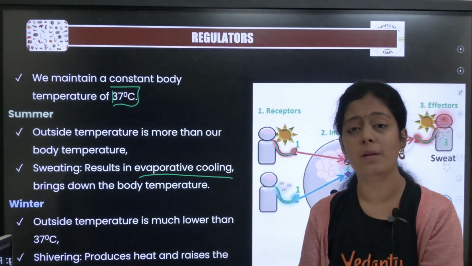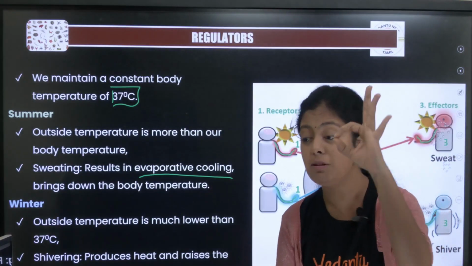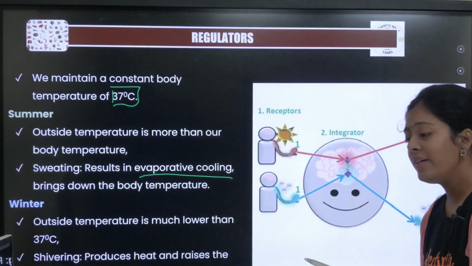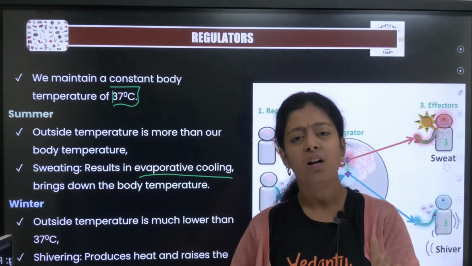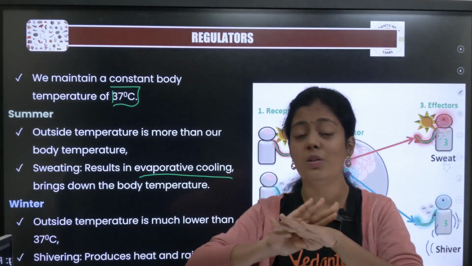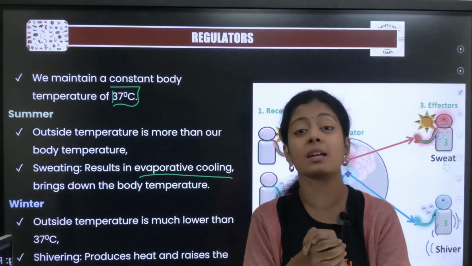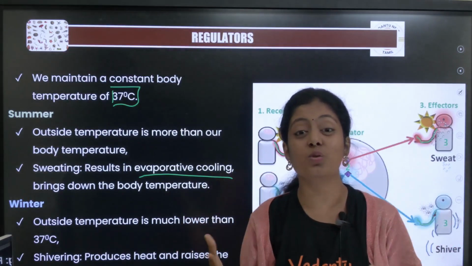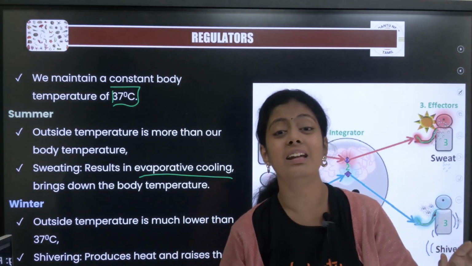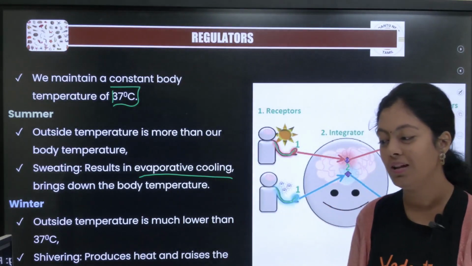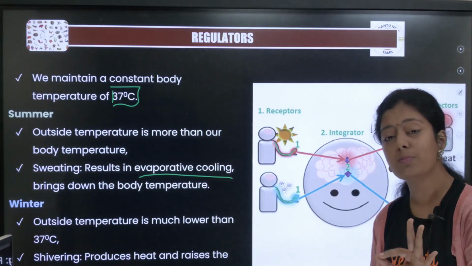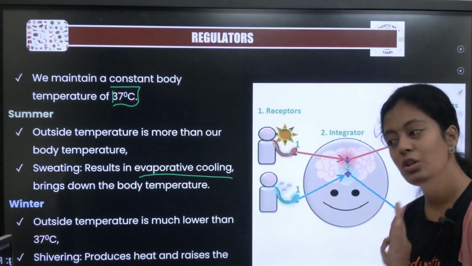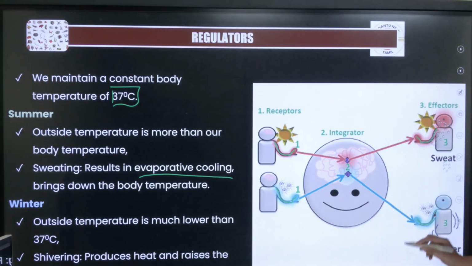They can ask, how do human beings regulate their temperature? 3-mark question. Okay, then in winter the outside temperature is much lower, so what happens? Automatically you start shivering, right? You tend to rub your fingers, rub your hands. Why? Because your body starts to generate heat, and that heat will actually increase my body temperature. Okay, very, very simple. So they can ask you thermoregulation in human beings, or explain how temperature is regulated in human beings. Okay, this is from your NCERT.